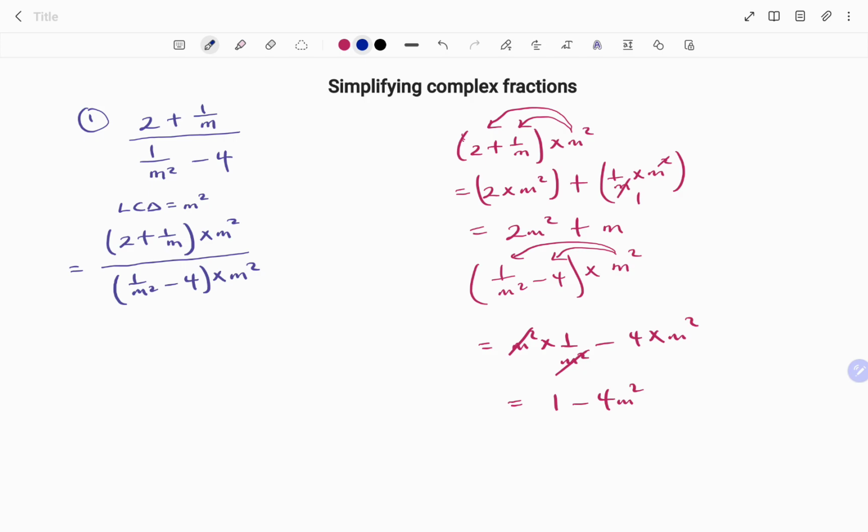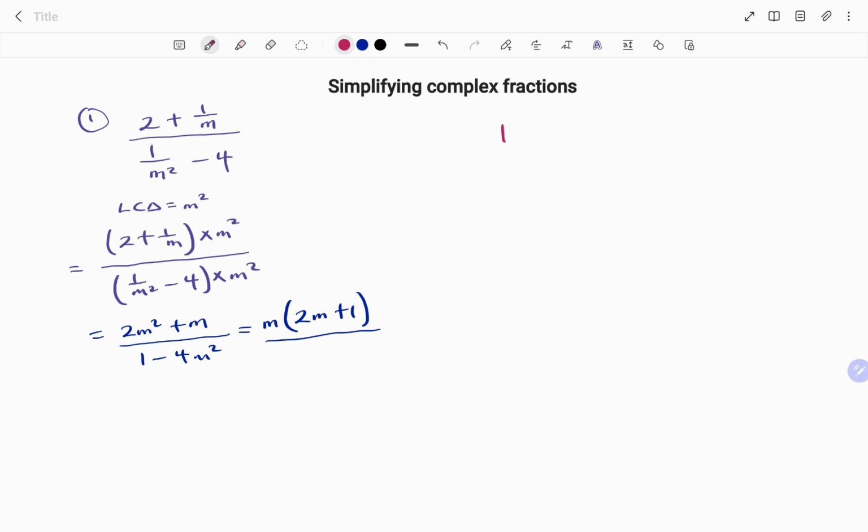So substituting that back into my question, I'm going to have at the top 2m squared plus m all over, at the bottom I have 1 minus 4m squared, which is what I did on my right hand side. I can factorize my numerator. m is common to both terms, so I'm going to have m(2m plus 1), and at the bottom, that's a difference of two squares. I'm going to show you how to do that quickly.